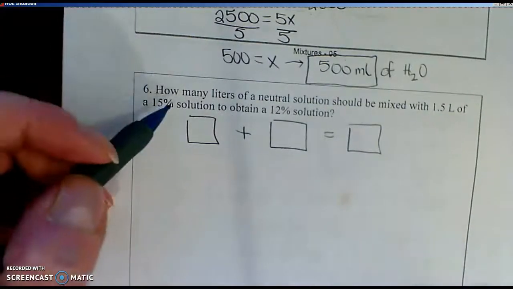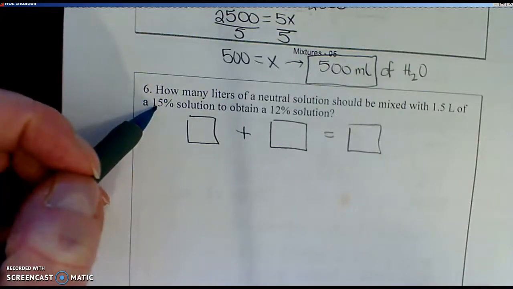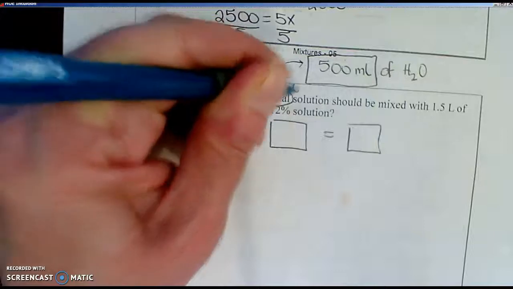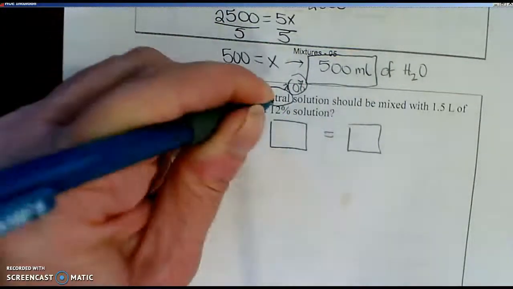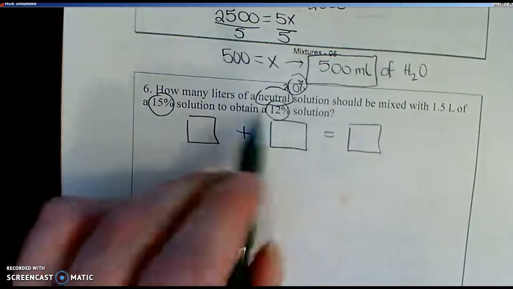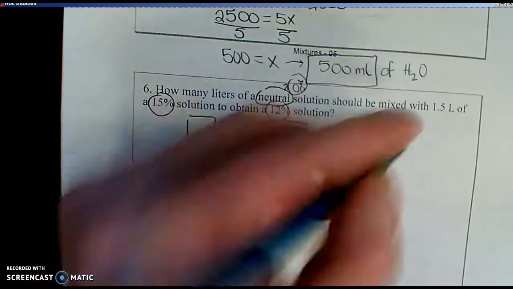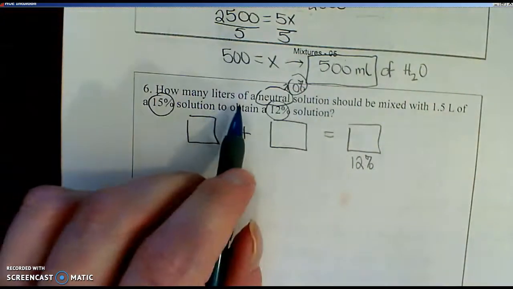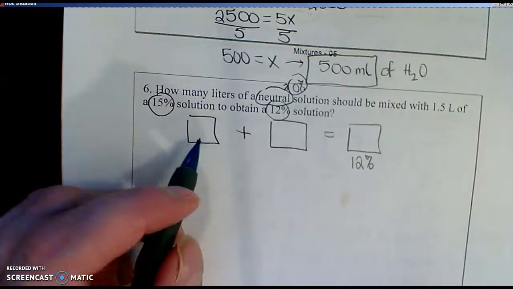How many liters of a neutral solution should be mixed with 1.5 liters of a 15% solution to obtain a 12% solution? So there's a lot going on here, but remember that keyword neutral means 0%. So when we're looking at our percentages, we got 0%, 15%, and 12%. So the one that's in the middle, when you put them in order from largest to smallest, or smallest to largest, is the 12%. So 12% definitely goes here. Plus, you can tell by the wording of the solution that the resulting solution is the 12%. Any way you slice and dice it, that's the way it's going to be.